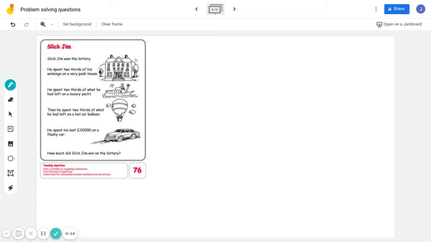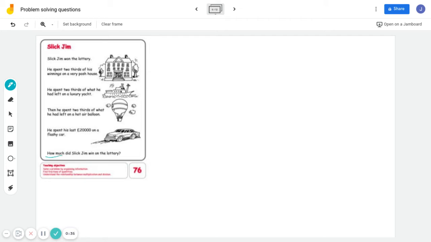So first things first, Slick Jim won the lottery. He spent 2/3 of his winnings on a very posh house. He spent 2/3 of what he had left on a luxury yacht. He spent 2/3 of what he had left on a hot air balloon, and then he spent his last 20,000 on a flashy car. How much did Slick Jim win on the lottery?